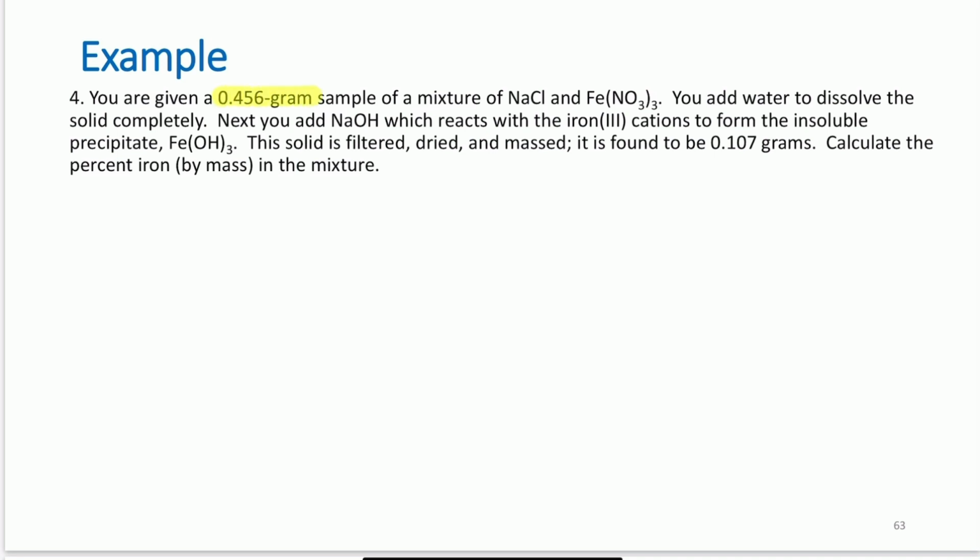So, 0.456 gram sample, mixture of sodium chloride and Fe(NO3)3. Insoluble precipitate, iron 3 hydroxide, is formed. We isolate 0.107 grams, and we want to know percent iron by mass. Again, this is gravimetric analysis. So what's actually happening here, we're adding Fe(NO3)3, so iron 3 nitrate is being mixed with sodium chloride.